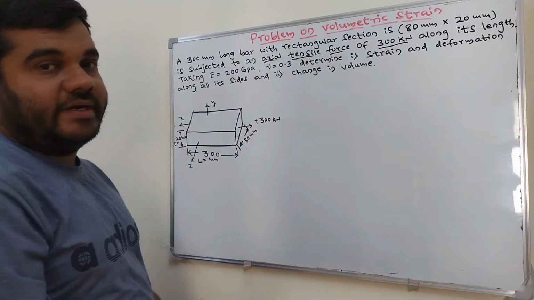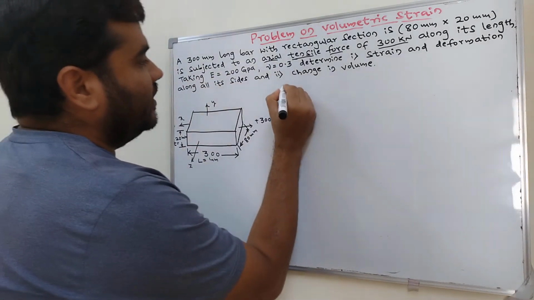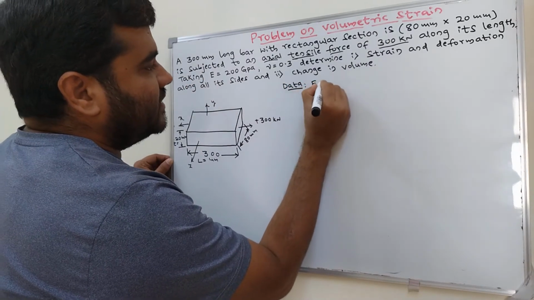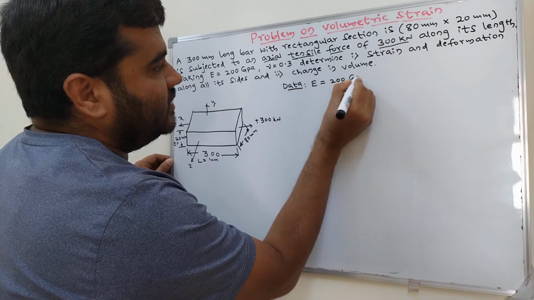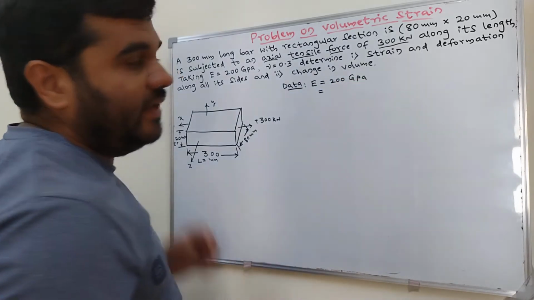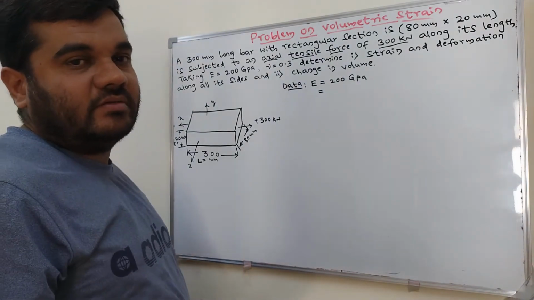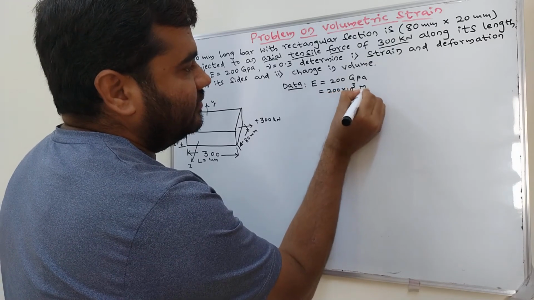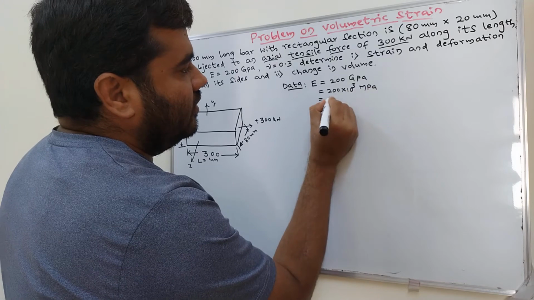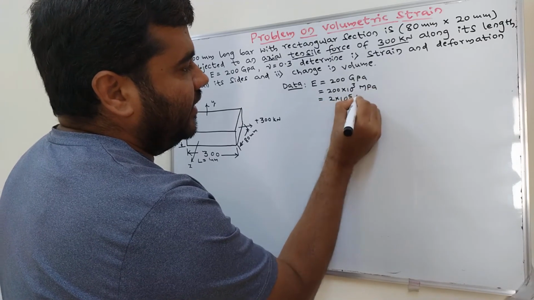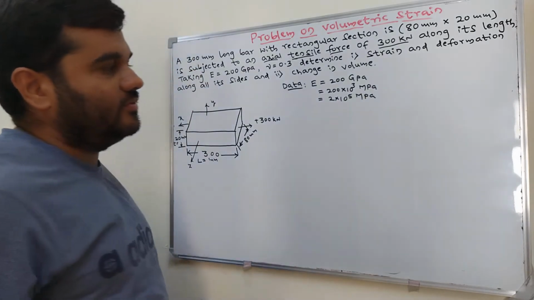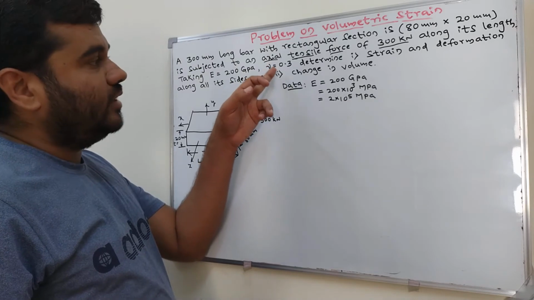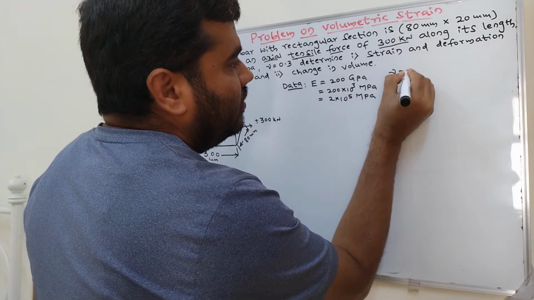Taking E equal to 200 GPa, Young's modulus is given. That is gigapascal. Convert this into MPa, megapascal, or Newton per mm square, both are same. That is 200 into 10 raised to 3 MPa, which is equal to 2 into 10 raised to 5 MPa. And nu, Poisson's ratio, equal to 0.3.